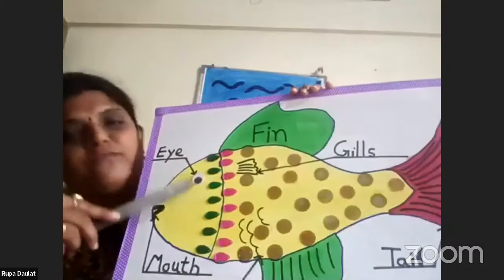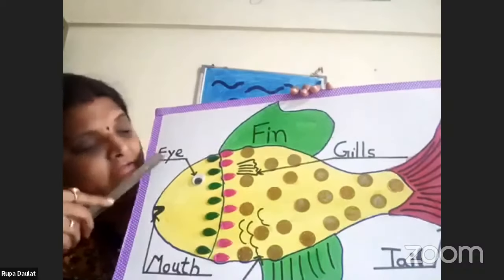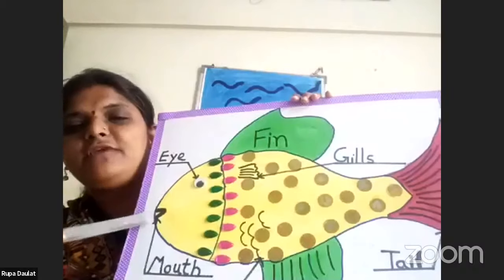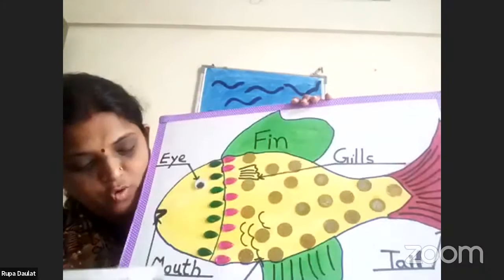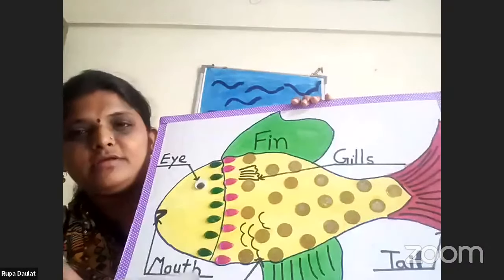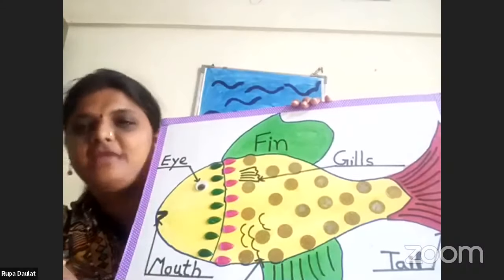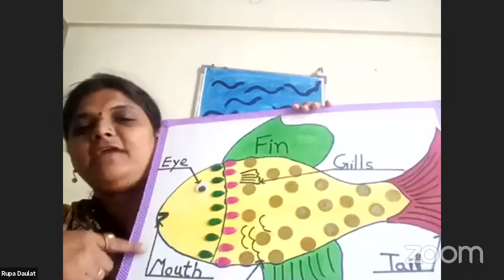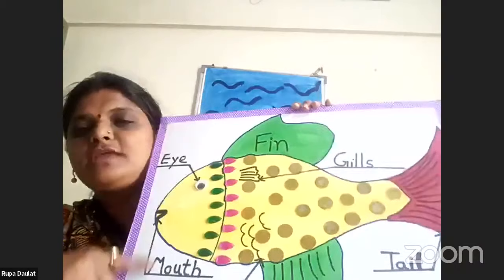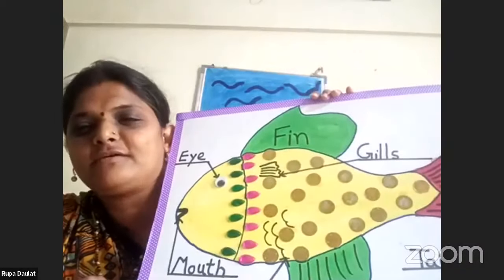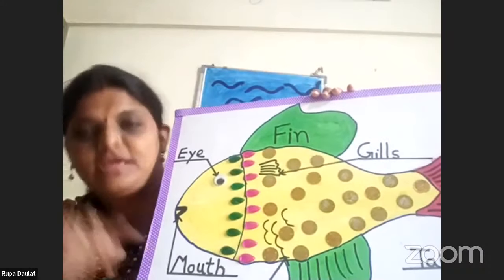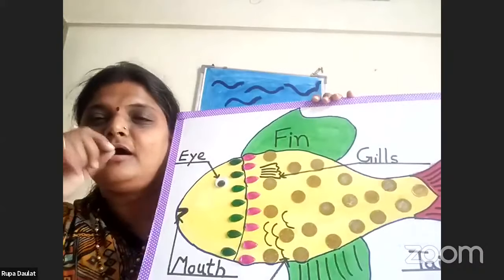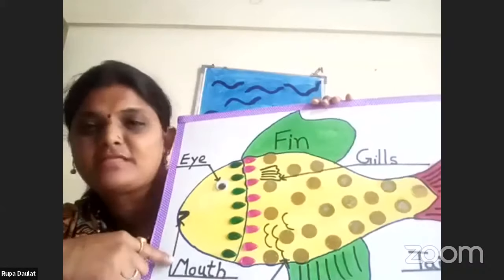Mouth. You first say the spelling of eye. E-Y-E. This is fish eye. And this is fish mouth. M-O-U-T-H, mouth. Yes. Okay. So fish see with his eyes and eat with his mouth. You see the fish eating? You see all the fish in the tank? Yes. So you see the fish open his mouth and close his mouth and she eats from mouth. Okay.